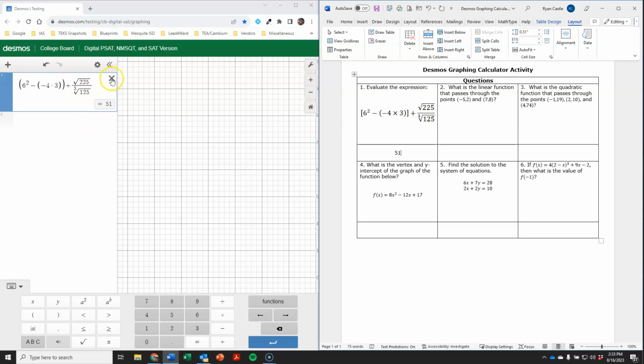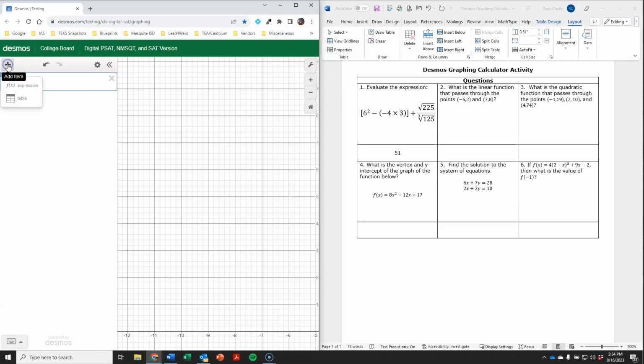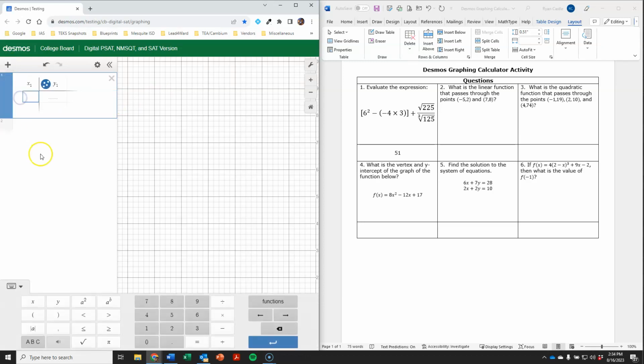Okay, if we look at the second problem, we want to know the linear function that passes through these 2 points. The way that we can do this is using a linear regression. And the way that we would do that in Desmos is by first of all creating a table. So I'm going to go to this plus sign, hit add item, and add a table. I'm going to type in those 2 points, -5 and 2. I'm just using the arrow keys to arrow over and enter those new points.